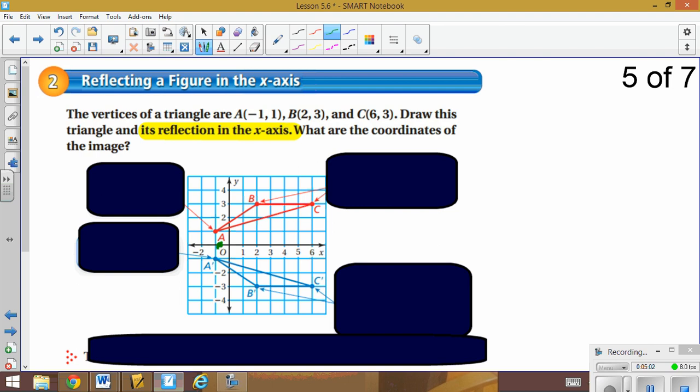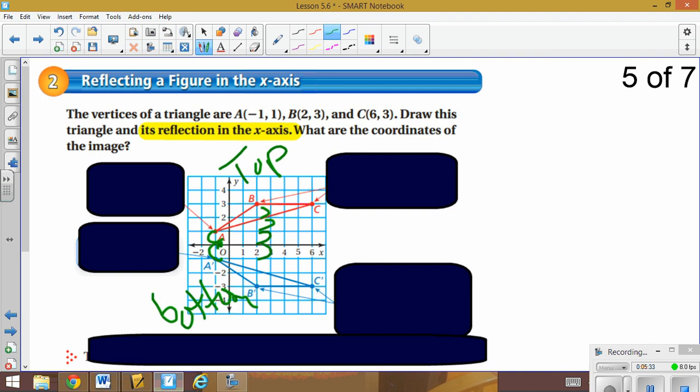So if point A is 1 unit from the x-axis, that means A prime is going to be 1 unit away in the opposite direction. Since the original shape is on top, the reflection is going to be on the bottom. Okay, if I take a look at point B, how many units away is point B from the x-axis? 1, 2, 3 units from the top. So the reflection is going to be 3 units below.